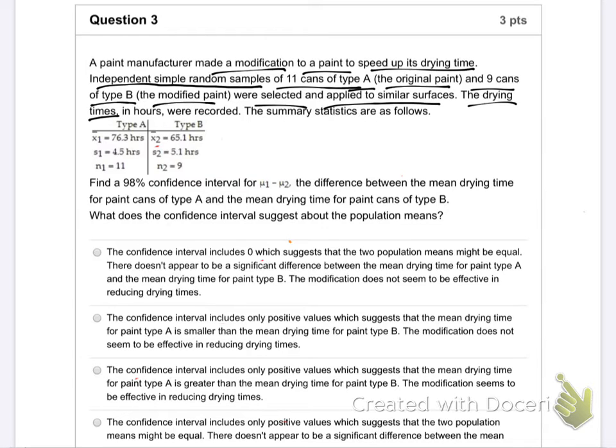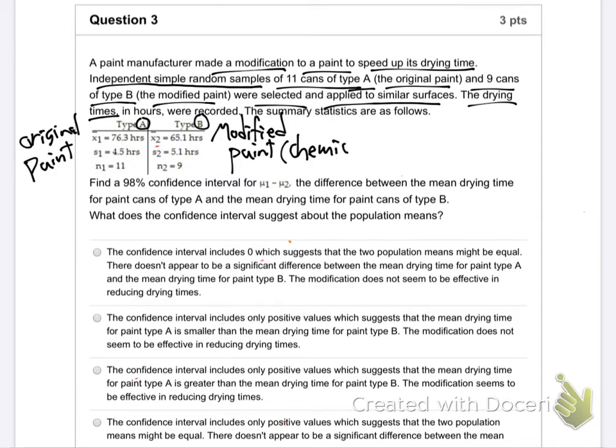All right, so notice A is original paint, and B over here is modified paint with the chemical, the new special chemical they're trying to put in the paint because they want to make the paint dry faster. So the chemical is in there to speed up the drying time. All right, so they're saying find a 98% confidence interval for mu1 minus mu2.